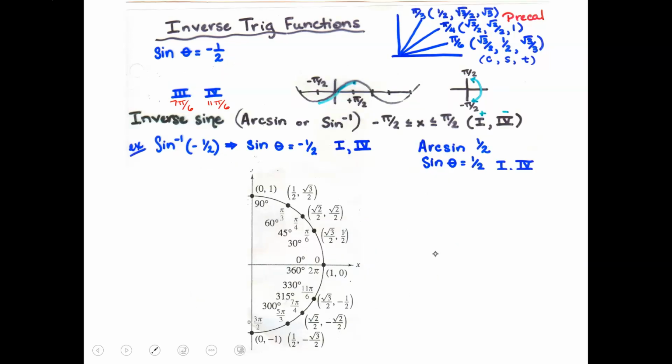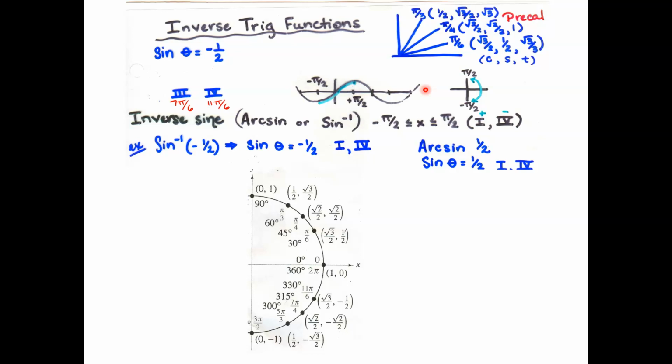Now, when we talk about a function, remember that with a graph, it has to pass the vertical line test to be a function, and it has to pass the horizontal line test as well for its inverse to be a function. Now, if you look at our sine curve, would the sine curve pass a vertical line test? Absolutely. Would it pass a horizontal line test? No. But we have to be able to take the inverse of a trig function.